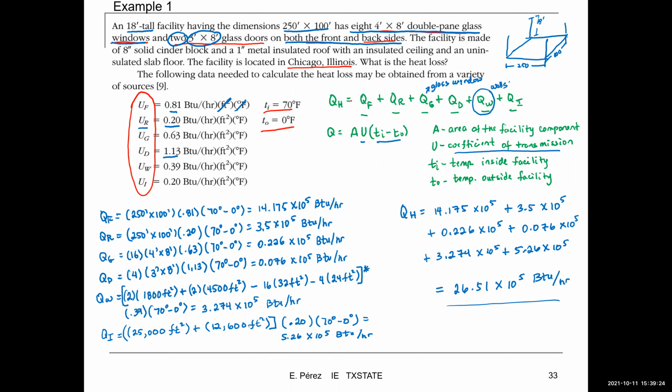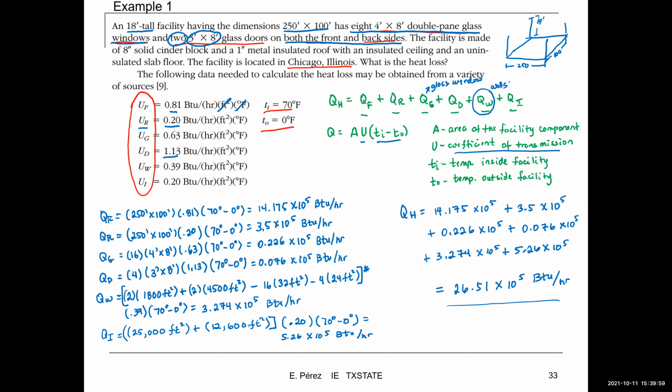So for the Q floor, we were able to get the area, 250 times 100. And then the U factor is given for Chicago, Illinois. So for the floor, that was 0.81. And then the temperature difference was 70 degrees inside that were needed inside the facility. And the temperature outside was zero Fahrenheit degrees. So any questions about this one?